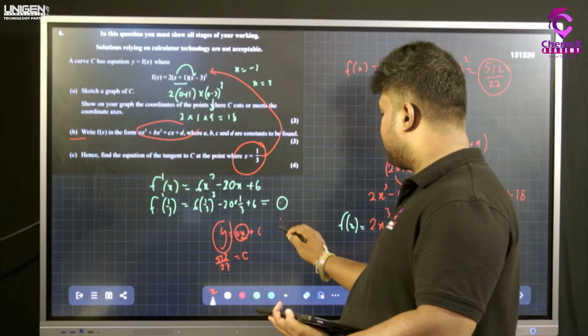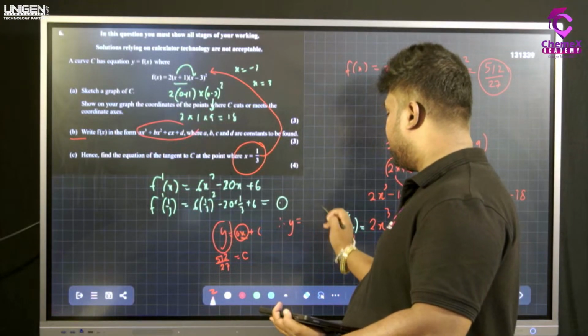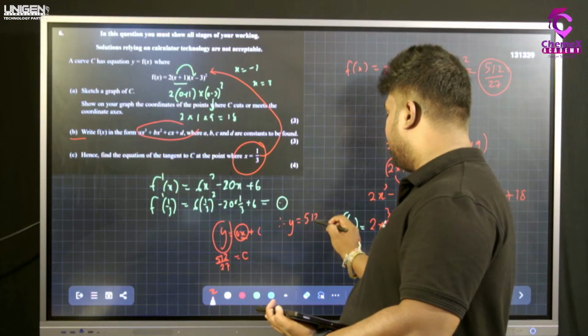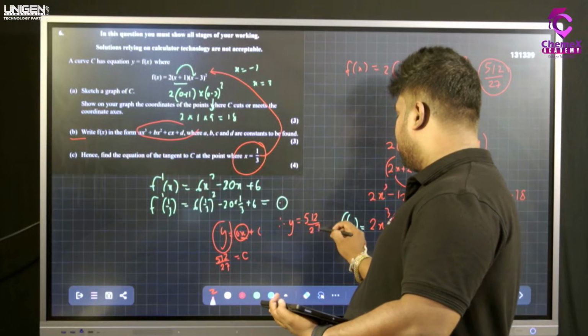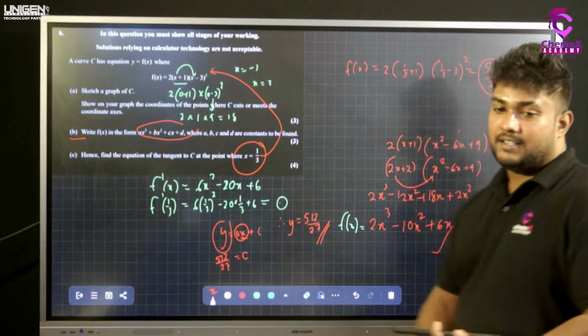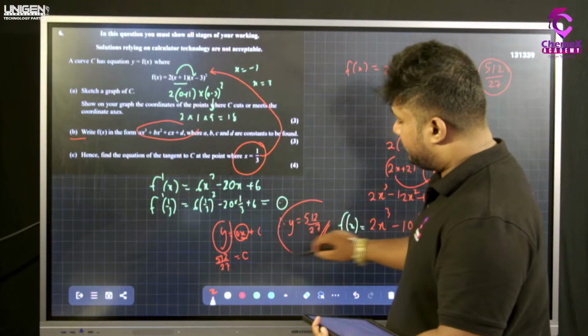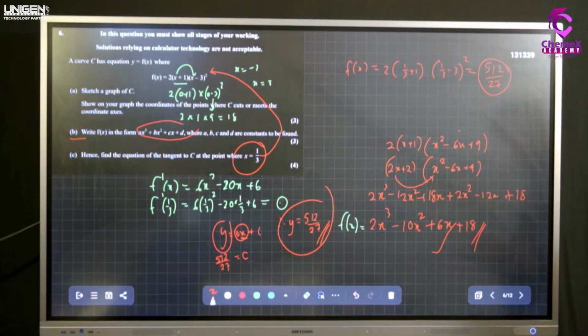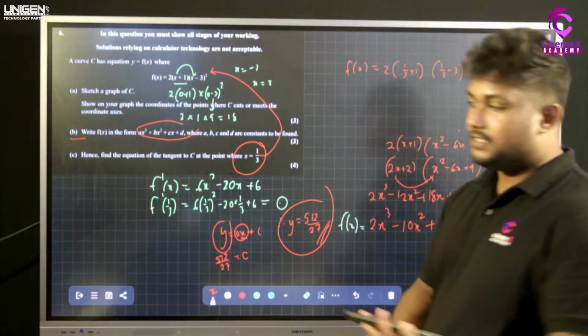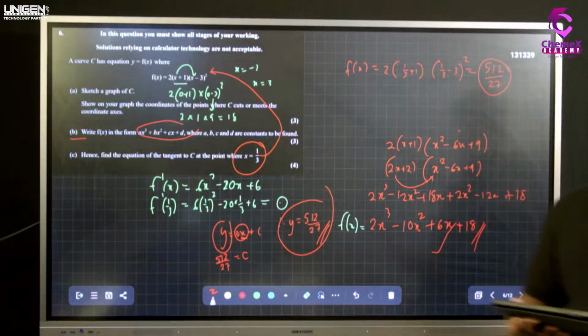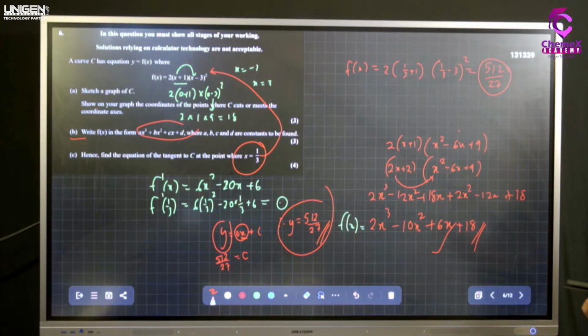So what's the equation of the line? y equals, x is not there, only c. So it's a line which goes through the axis at 512 over 27. Any questions? Any questions with that? Do you all have any questions?